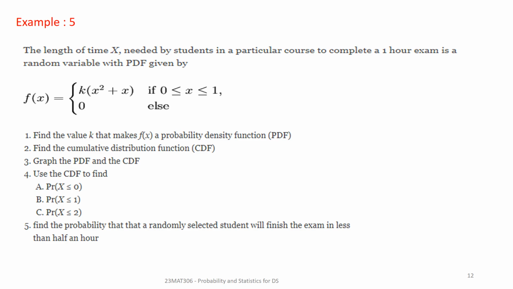Find the cumulative distribution function capital F of x. We are drawing a graph of the probability density function and the cumulative distribution function. Use the cumulative distribution function to find the probability of x less than or equal to 0, x less than or equal to 1 and x less than or equal to 2. Also find the probability that a randomly selected student will finish the exam in less than half an hour. So let us solve this.